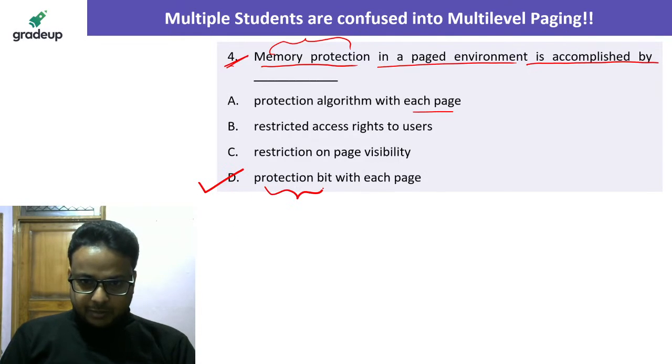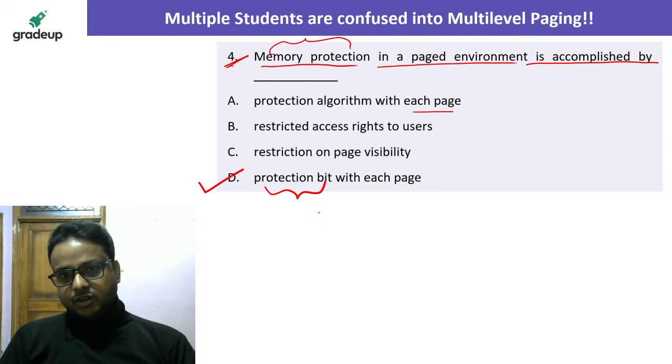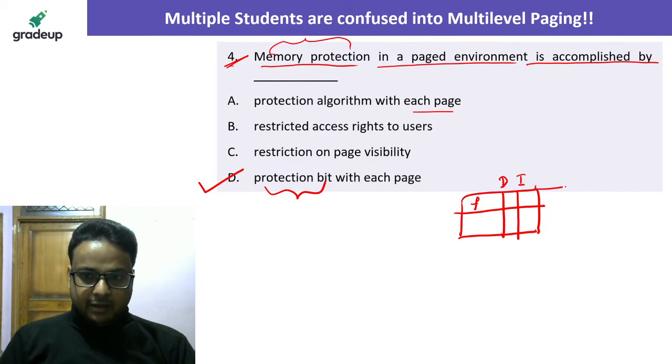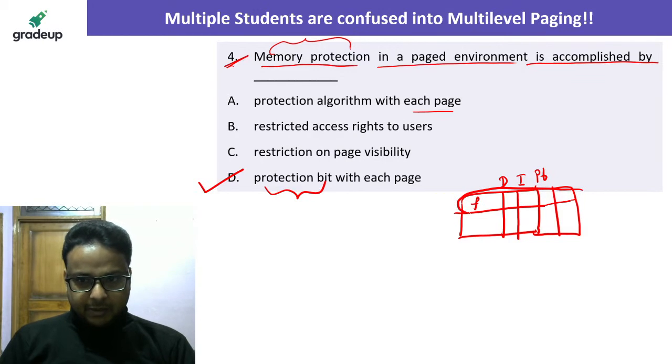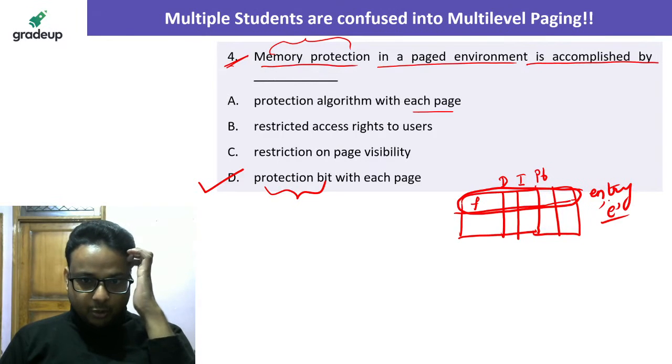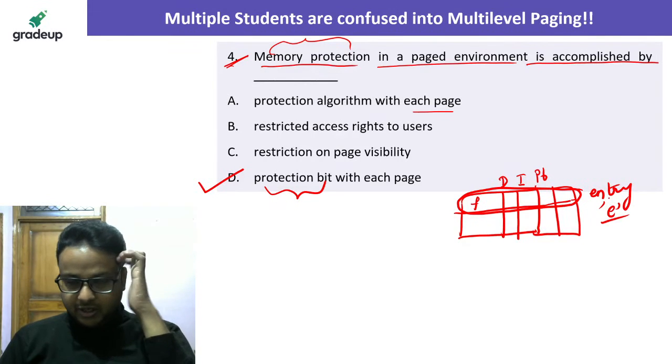Basically, protection bits are used for memory protection. As you know, we have a page table, and in the page table we have the frame number. This is about an entry of the page table. The frame number we normally keep. Now here we can keep a dirty bit, an invalid bit, and many more bits, like protection bits. So this complete thing becomes an entry of the page table, which is known as E. Normally it is in bytes. So protection bits are used for memory protection in paging.